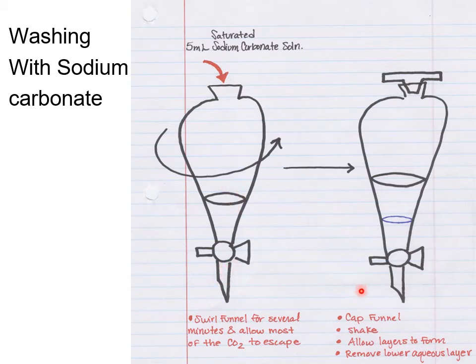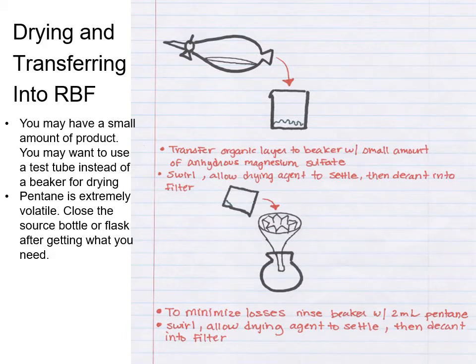Then you cap the funnel, you shake and allow the layers to form, and then you would remove the lower aqueous layer. And this is, of course, to remove your excess acetic acid, right? As we discussed earlier. The next step is to dry your product. So you want to transfer this onto a beaker, which has a small amount of magnesium sulfate. And the magnesium sulfate is going to suck the water out of the product, right?